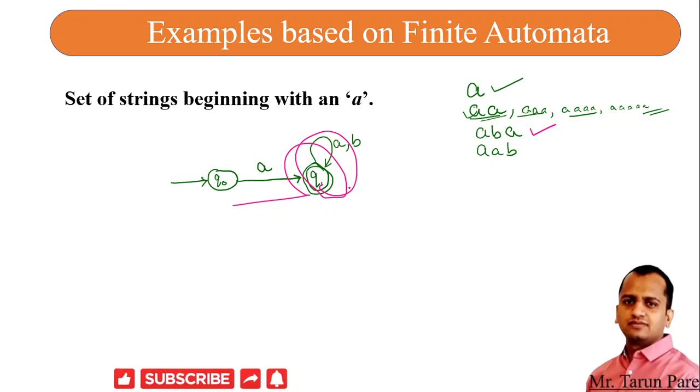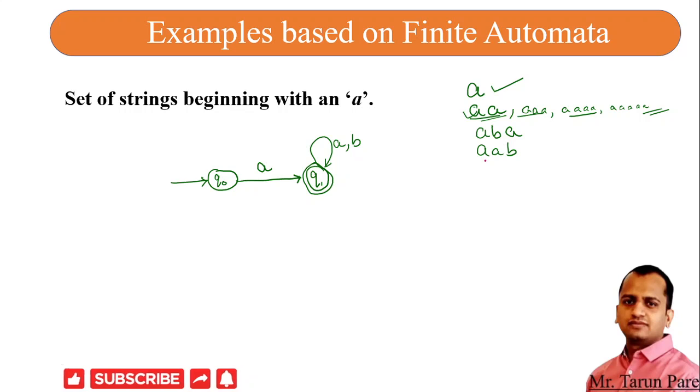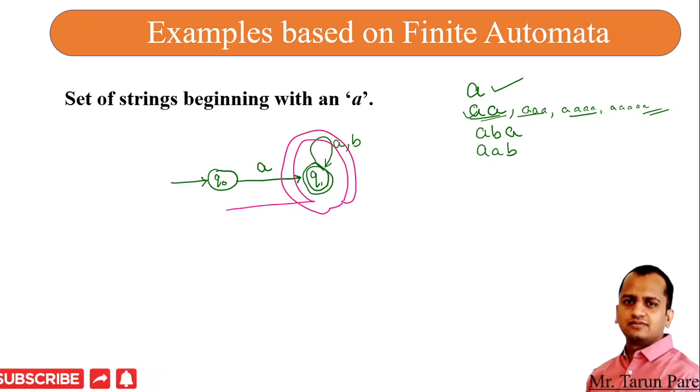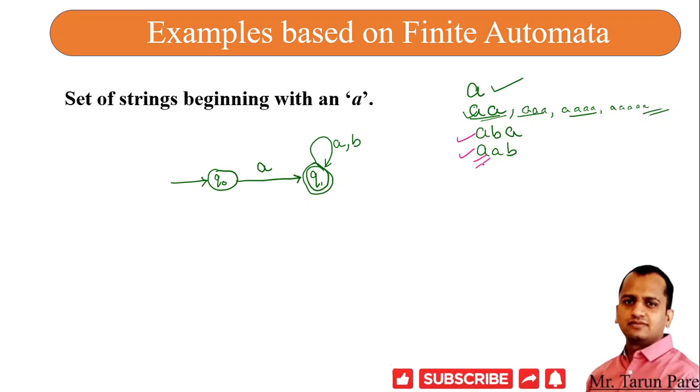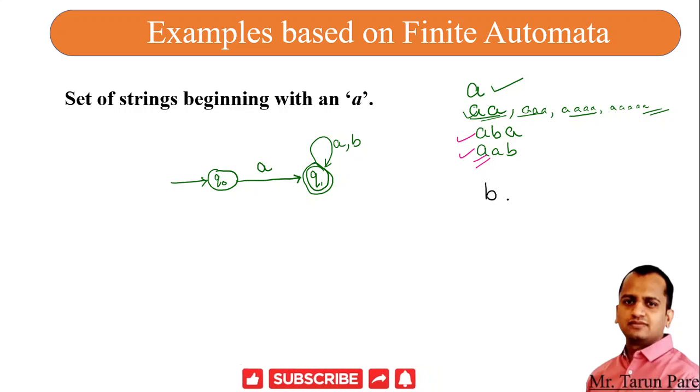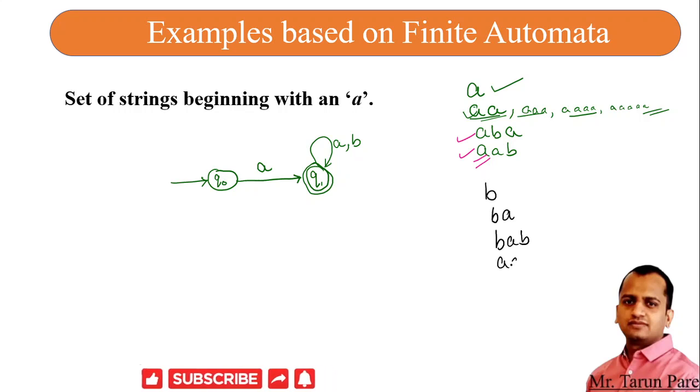Now if we talk about the next string, that is AAB, for this there is A, A, B. It shows that the automata can pass any string with any combination which starts with A. Now what about if in the beginning the string begins with B or BA or BAB or BAA, like this? How will the automata react?